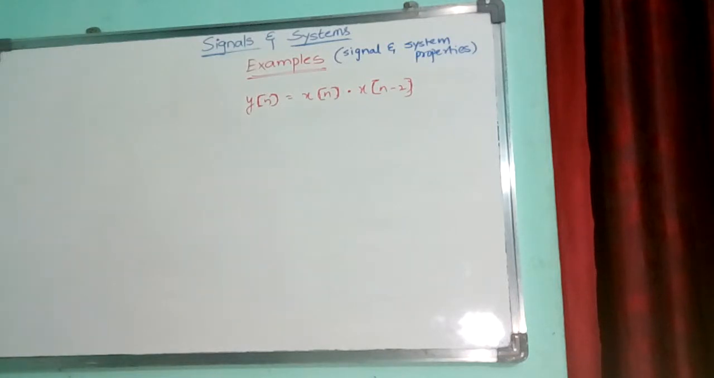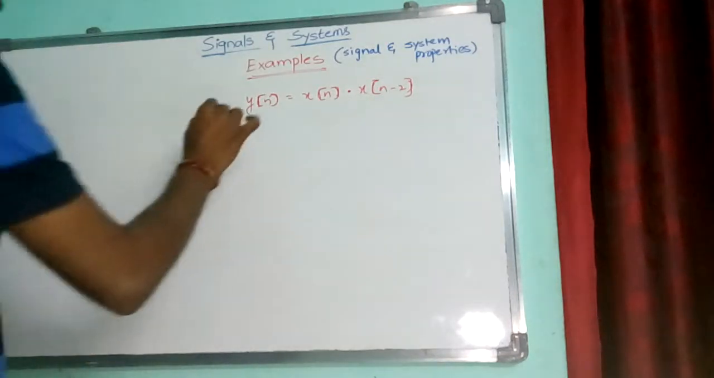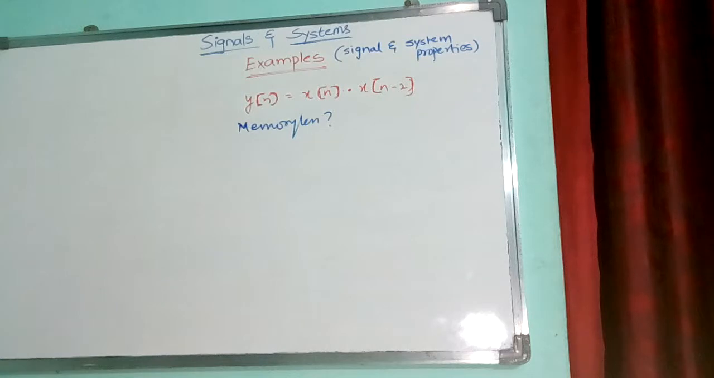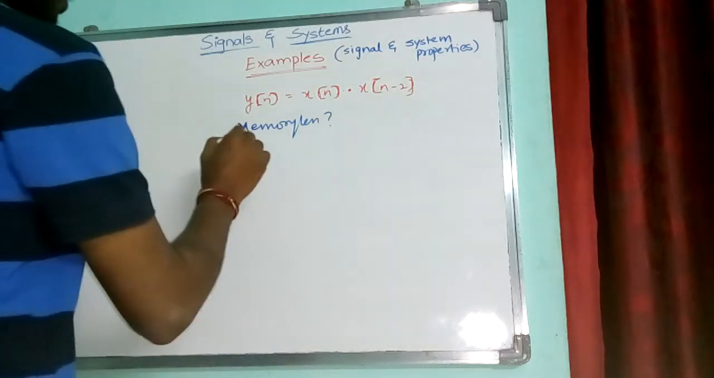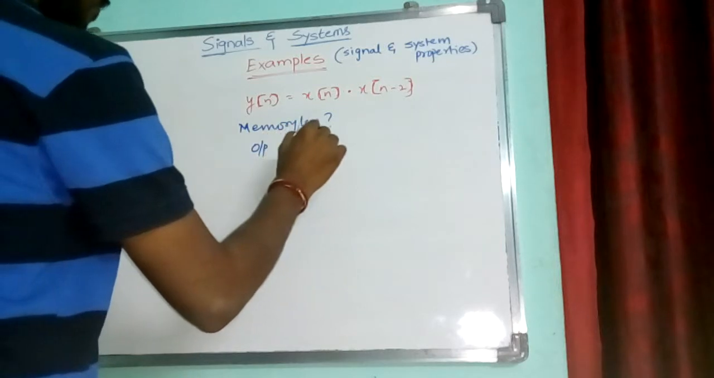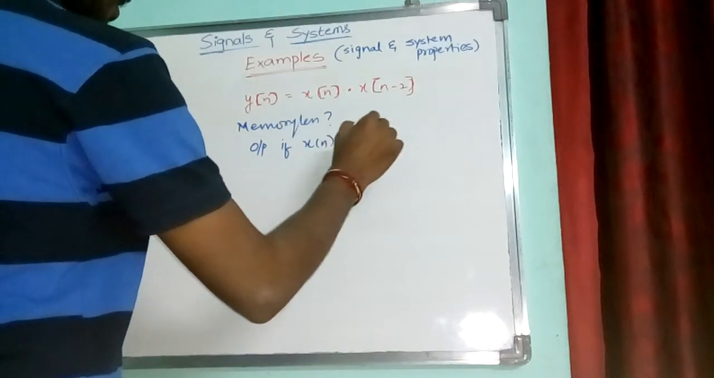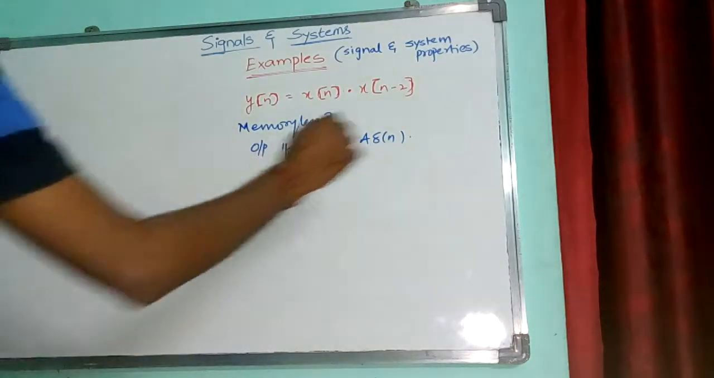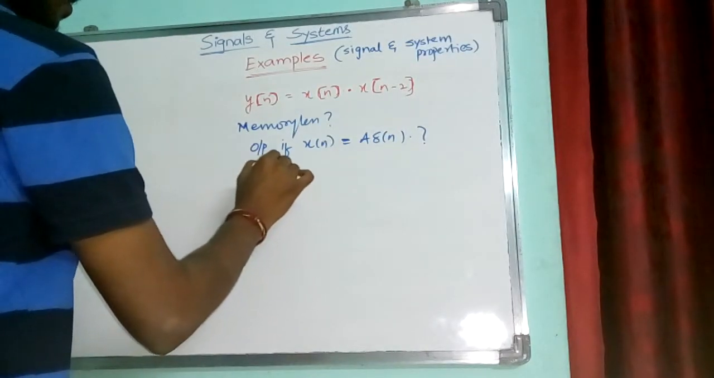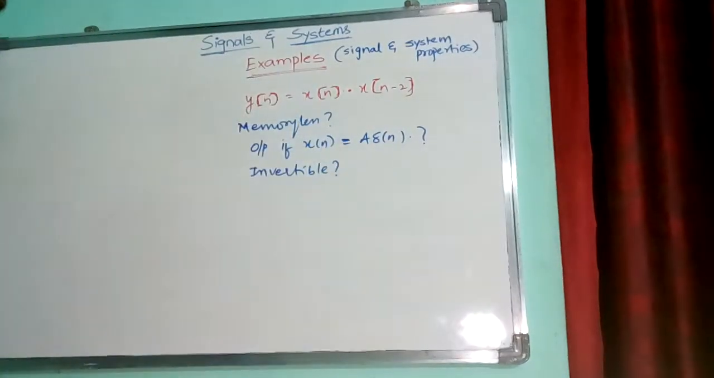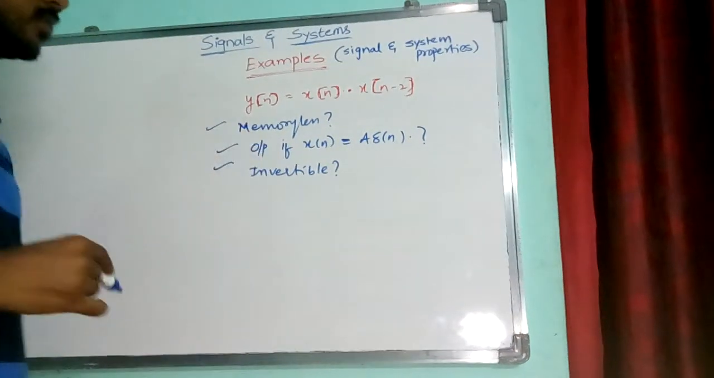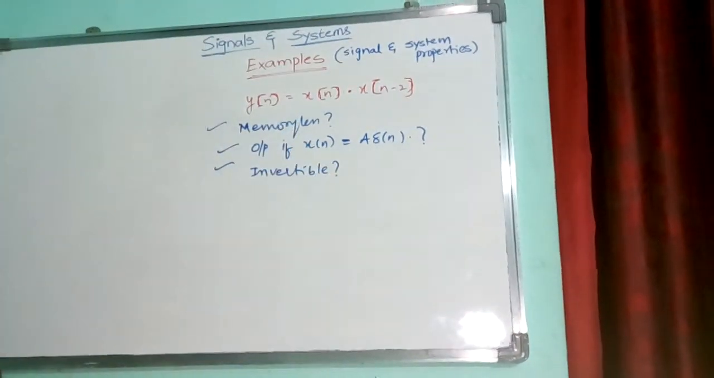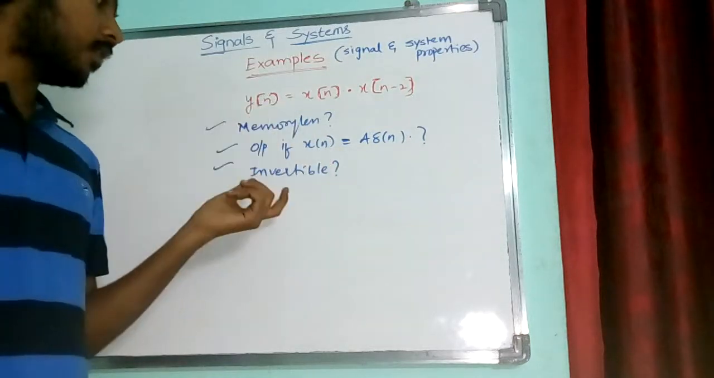They are asking, first, is the system memoryless? Second, determine the output if x of n is delta of n. And third, is the system invertible? So these are the three questions regarding this problem. They are given the system, and they are asking if it is memoryless or not, what the output is for this input, and whether it is invertible or not.